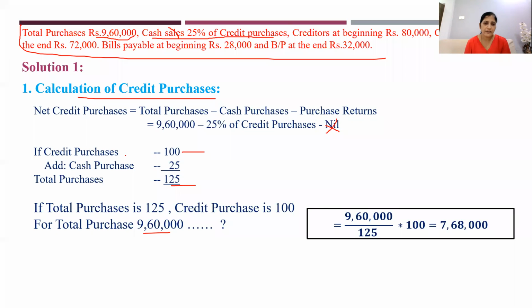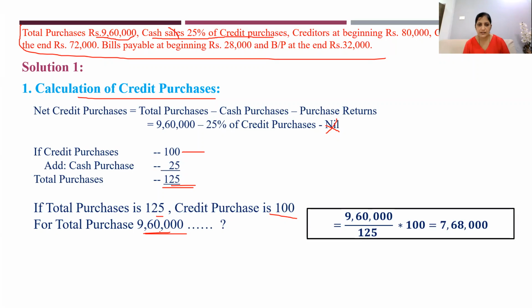Now you see, I have converted it like this. If credit purchase is 100, cash purchase is 25. So if we assume credit purchases to be 100, cash purchase comes to 25. So 25 plus 100, total purchase is 125. For total purchases of 125, credit purchase is 100. For total purchase of 9,60,000, what is the credit purchase? I have converted it like this for calculation.